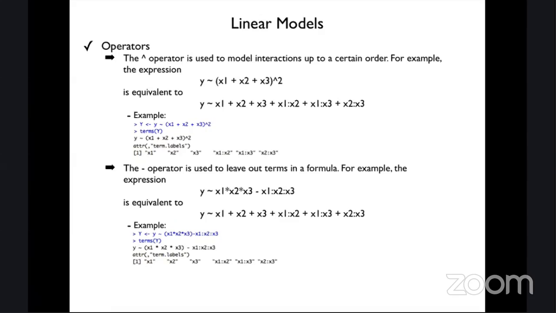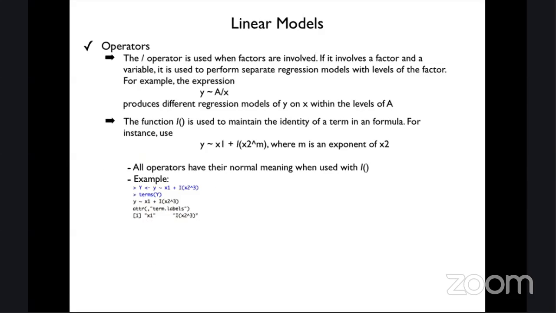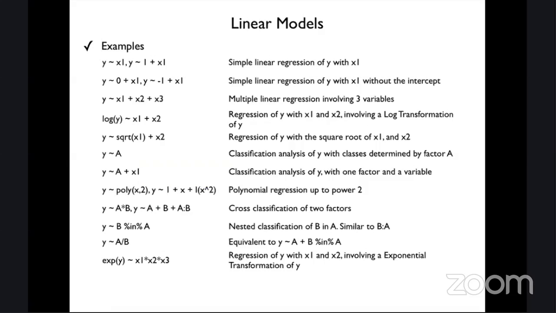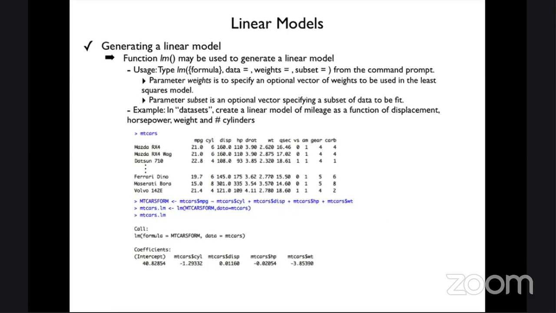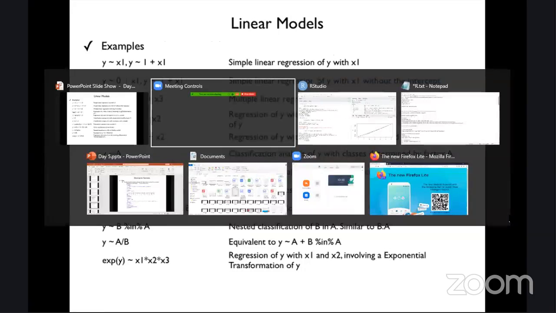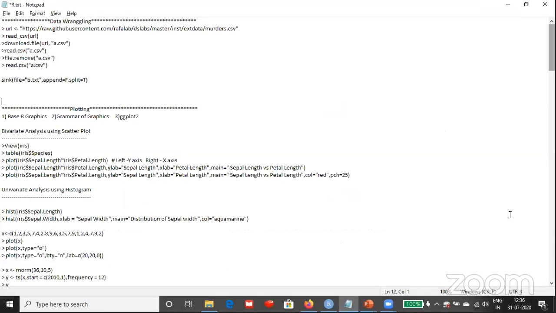You have all these formulas available. This is only models of formulas. Any type of formulas can be got. Whenever you write x1 plus x2 plus x3 raised to 2, this is the formula we have studied in our small classes: x1 plus x2 plus x3 plus x1 into x2 plus x1 into x3. So all these are available. See, these are the linear models that are available, with simple linear regressions, classification analysis, regressions with weights. So any of this you can use. This will be used only when you're using linear regressions and all those.